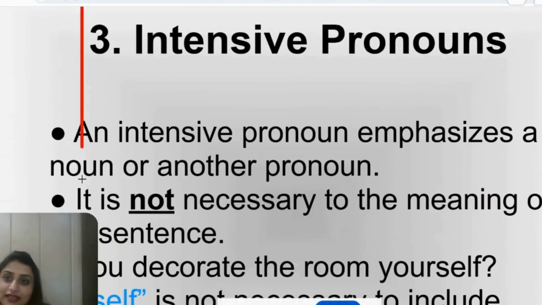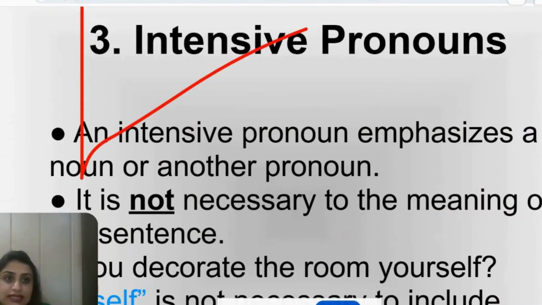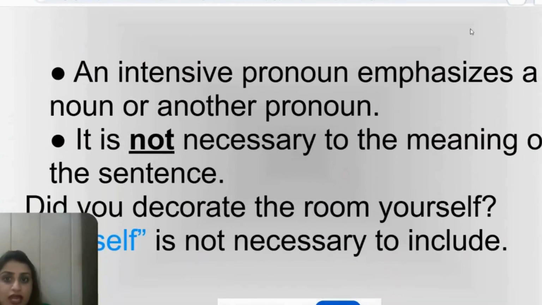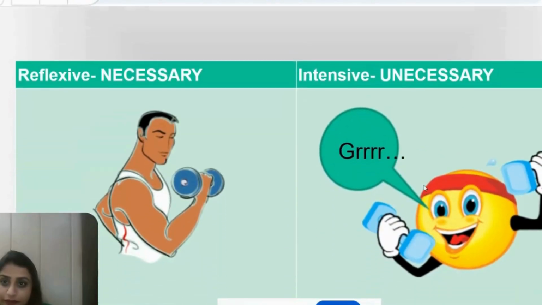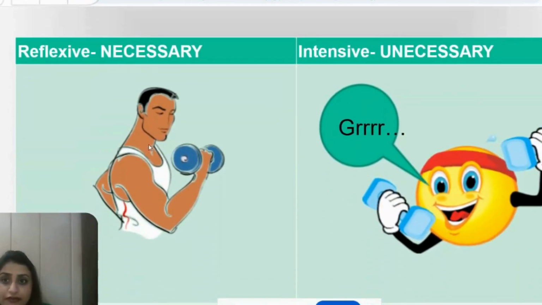Let's move ahead. The third one is the intensive pronoun. An intensive pronoun emphasizes a noun or another pronoun. It is not necessary to the meaning of the sentence. Did you decorate the room yourself? So, yourself is not necessary to include. Even if you say, did you decorate the room? That also makes sense. So, reflexive is necessary, intensive is unnecessary.